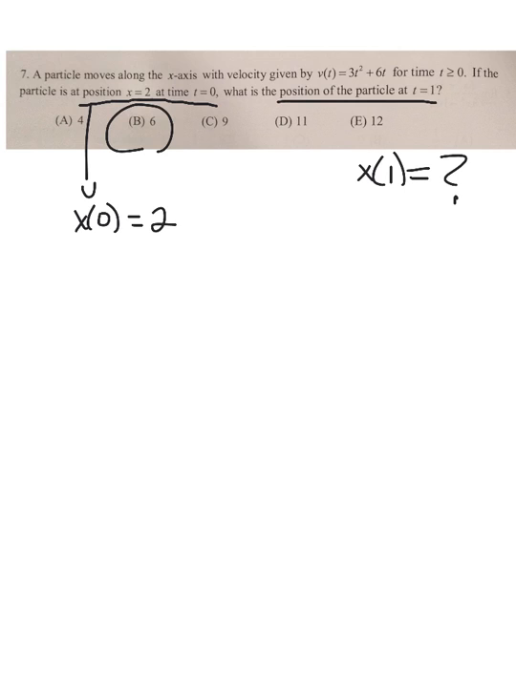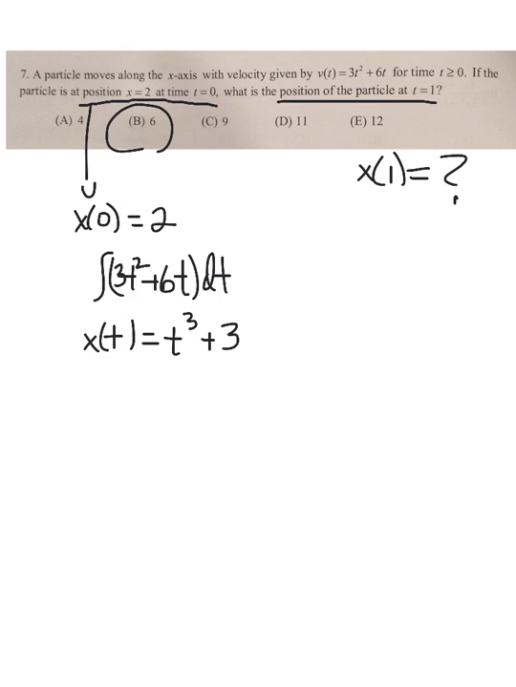Well, we can't answer that question until we actually have a position equation. So we're going to integrate 3t squared plus 6t dt, and let's get ourselves a position equation. Okay, that's going to give us x of t equals t cubed plus 3t squared plus c. Okay, well, they gave us that value of (0, 2). That's where I'm getting that from.